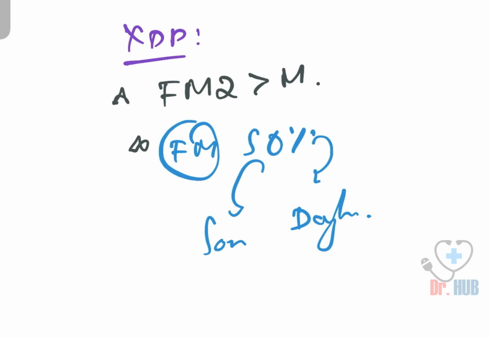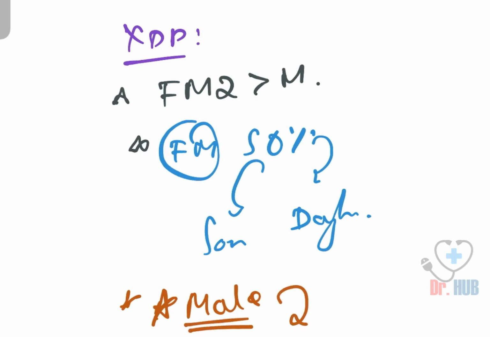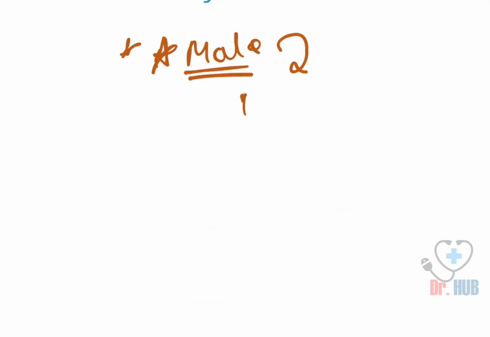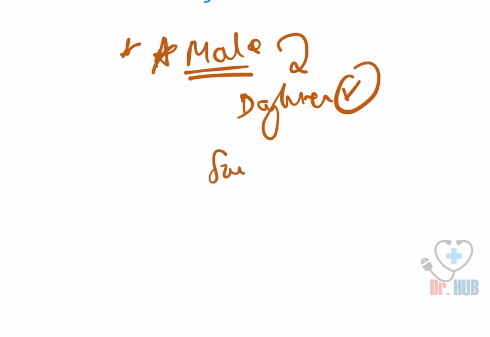Next, the affected male transmits the disease to all his daughters and none of his sons. So in case of the affected male, they transmit the disease to all his daughters. So all his daughters have the disease, whereas the son won't have the disease.